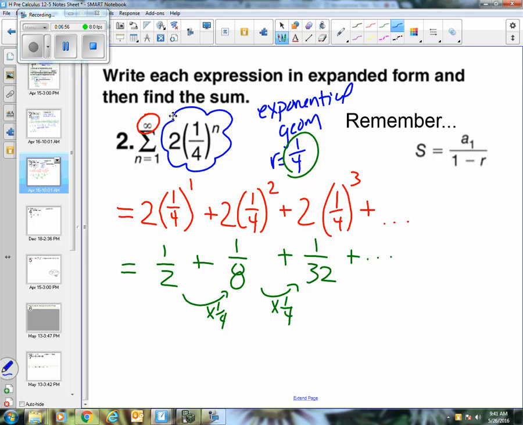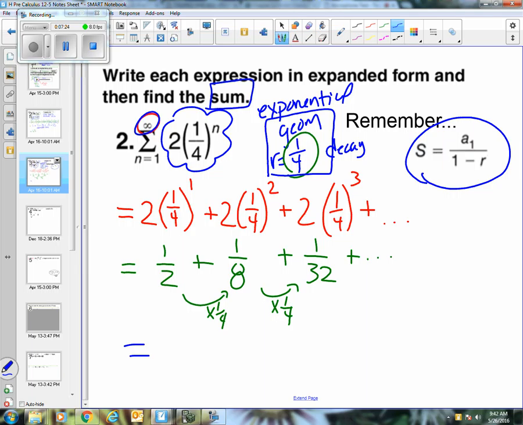Okay, now remember what sigma means. It's a sum. So we were able to write the expanded form, at least enough of it to see the pattern, but ultimately we're supposed to be able to calculate a sum. Well, this is infinite. My goodness, how are we supposed to calculate a sum if it's infinite? But it's infinite geometric with a ratio less than 1. So remember, that's decay. Those terms are going to get smaller. They're going to go to 0, and we can estimate it with our infinite geometric sum formula, A1, which is a half, over 1 minus the ratio, which is 1/4.